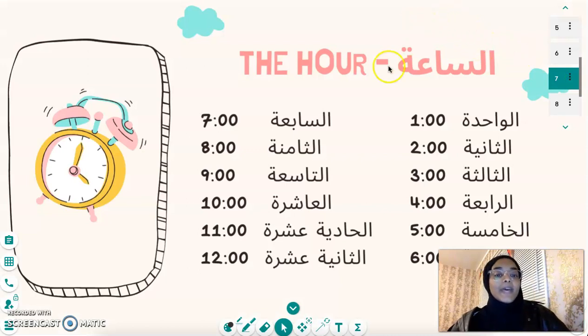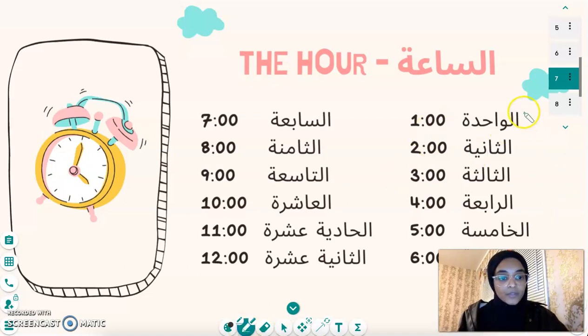So الساعة, the hour. We can tell the hour exactly like we say in English, which is numbers from 1 to 12. You just add the word ساعة to it, or الساعة. Like we say 1 o'clock, we say الساعة الواحدة. 2 o'clock, الساعة الثانية. So you just add the word الساعة to the number.